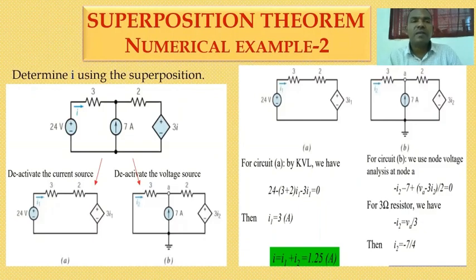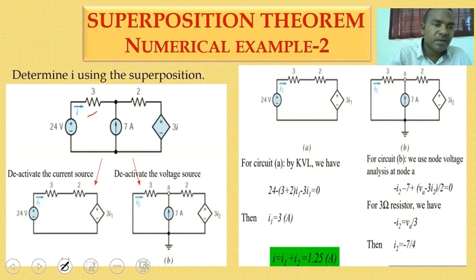Now you are going for the second example. For the given circuit, we have to use the superposition theorem for calculation of current. That current is flowing through the 3 ohm resistor. Here two independent sources are there: one is a 24 volt voltage source, another one is a 7 ampere current source, and one dependent source is there, a current controlled voltage source. Which current? The 3 ohm resistor current controls the voltage source.